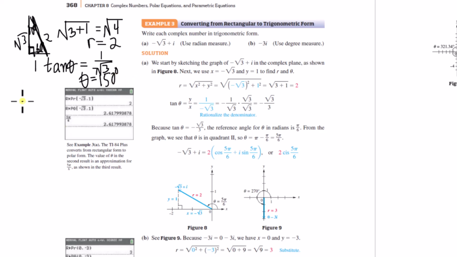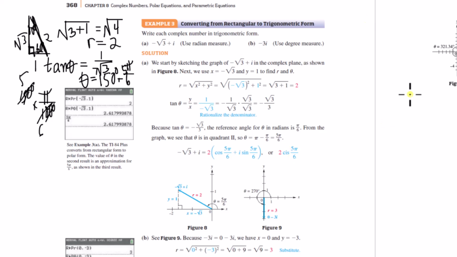r is equal to 2, theta is equal to 150 degrees. But we want to put that in radians, so what's that going to be? 5 pi over 6. So r is equal to 2, theta is equal to 5 pi over 6, and you just put it into that form. It's r times cis theta, cosine theta plus i sine theta. Just plug in 5 pi over 6. So that's what they do. 2 times cosine 5 pi over 6 plus i sine 5 pi over 6, or 2 cis 5 pi over 6, just like that. Okay.